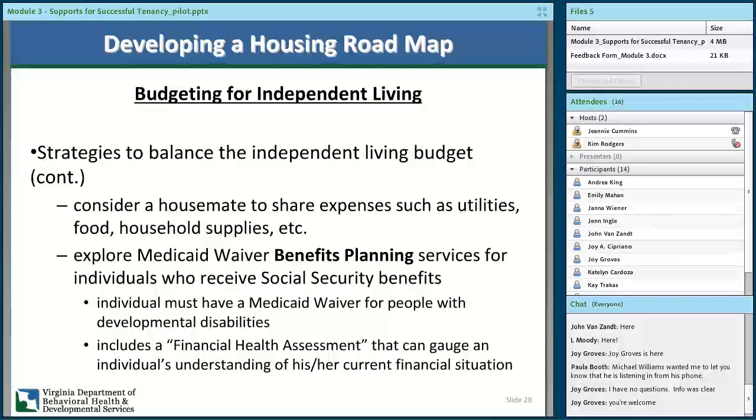Individuals who receive any type of Social Security benefits can request benefit planning. Benefit planning includes the option to do a financial health assessment. This tool assesses an individual's understanding of his or her current financial situation. Benefits planning is available in the Building Independence, Family and Individual Supports, and Community Living Waivers. Remember, the Individual Support Coordinator can connect the individual to services and resources that will help the individual implement these budget strategies.